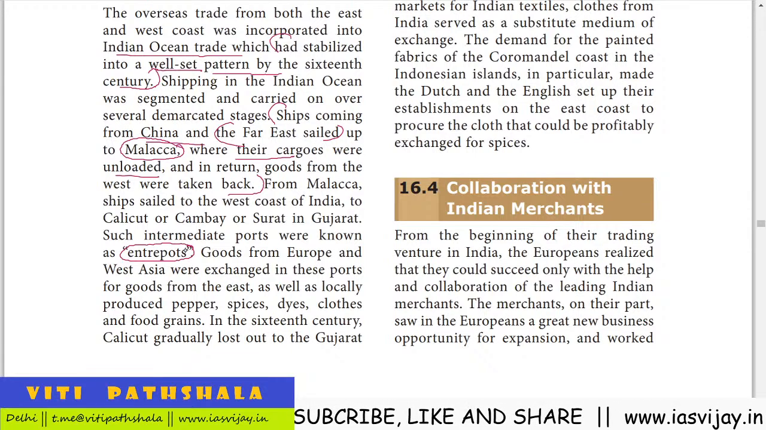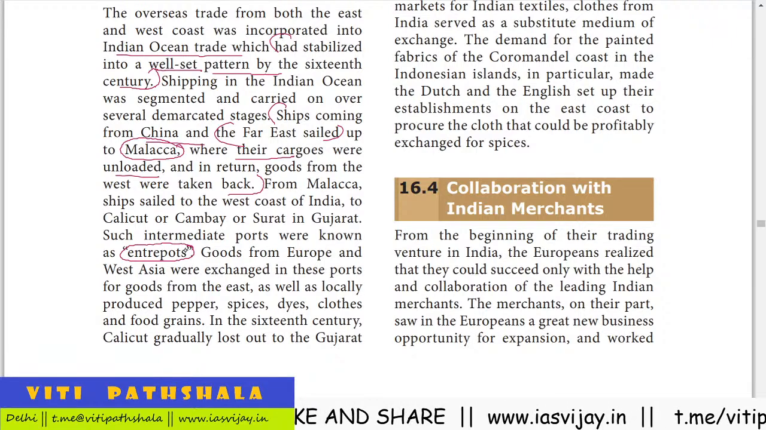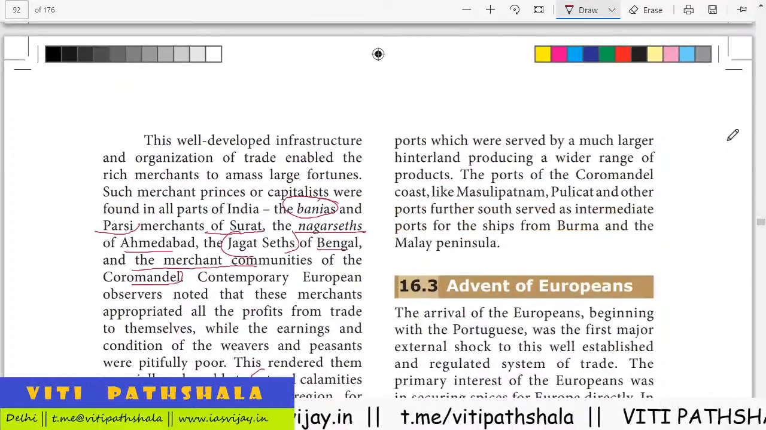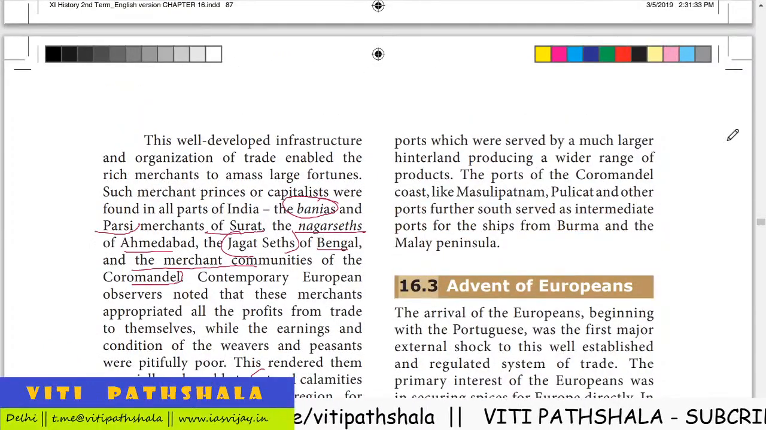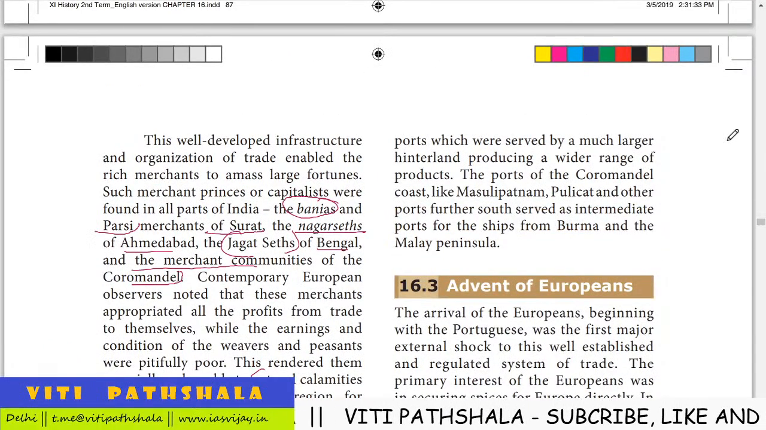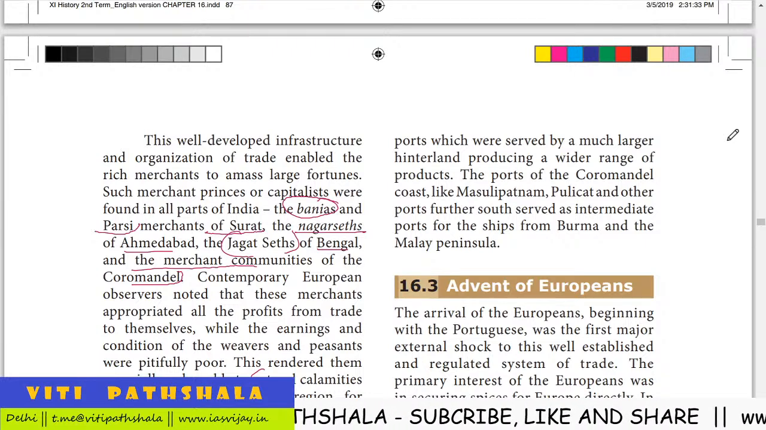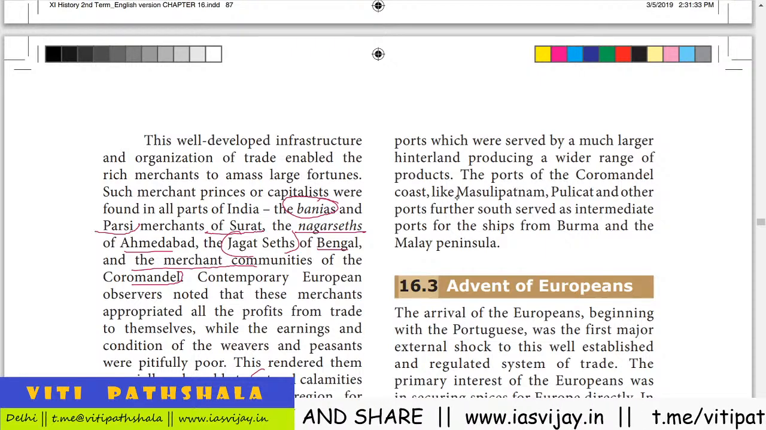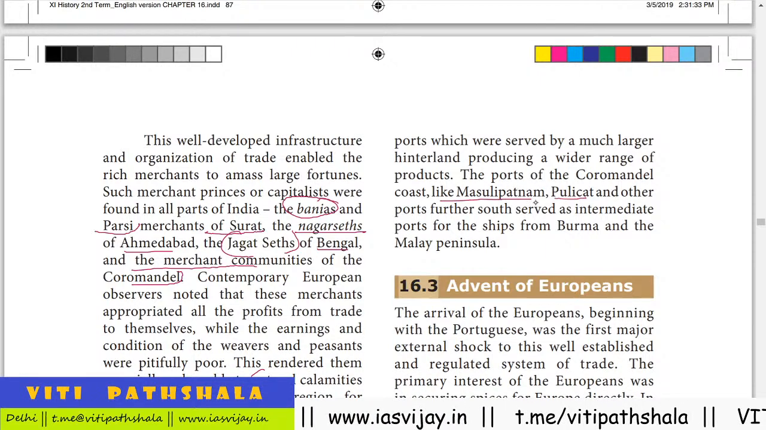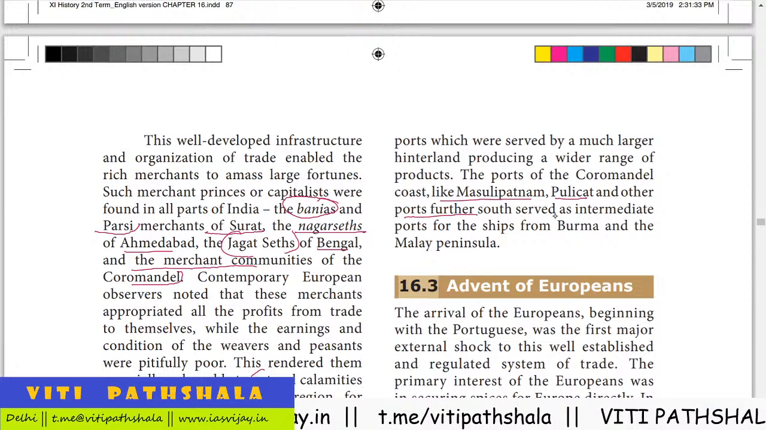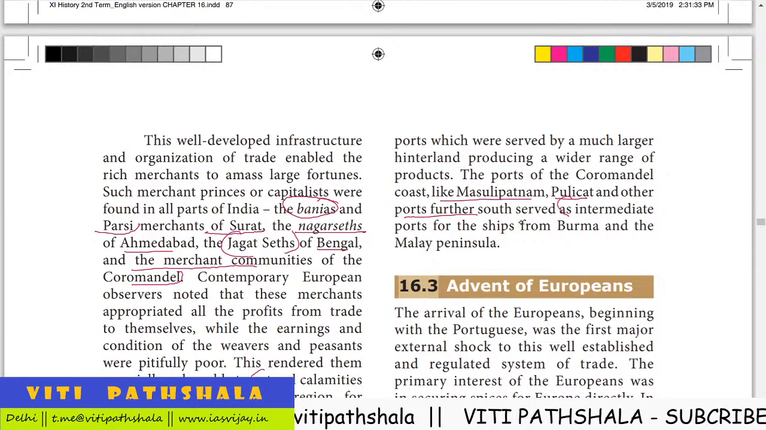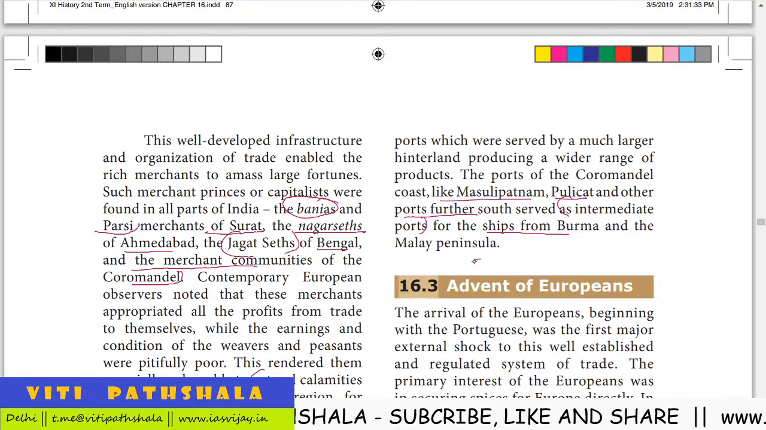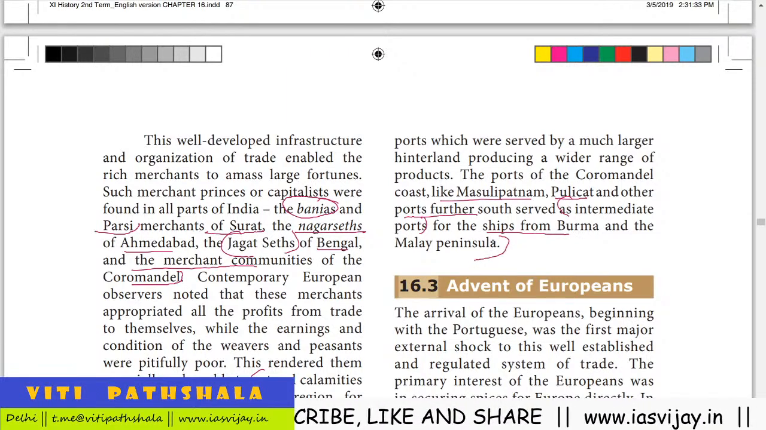In the 16th century, Calicut gradually lost out to the Gujarat ports, which were served by a much larger hinterland producing a wider range of products. The ports of the Coromandel coast like Masulipatam, Pulicat and the ports further south served as intermediate ports for the ships from Burma and the Malay Peninsula.